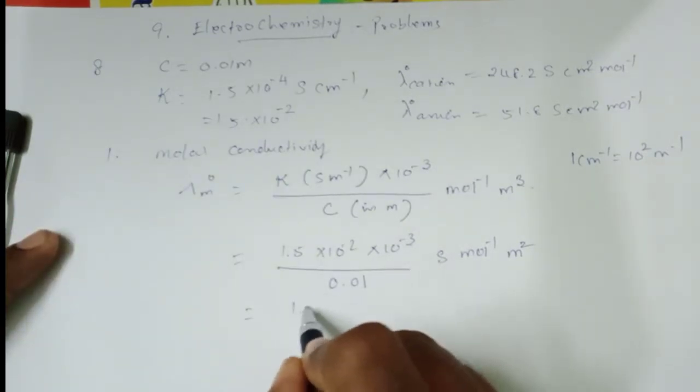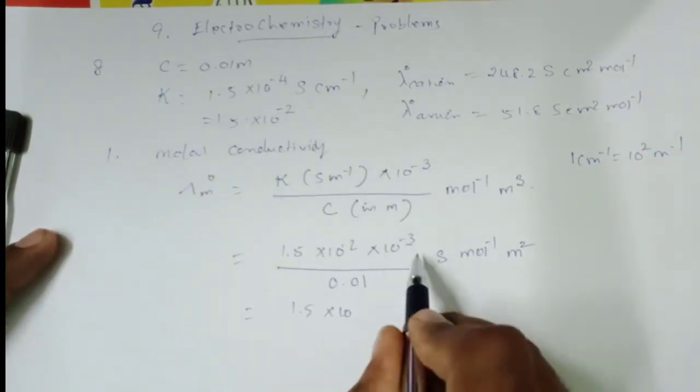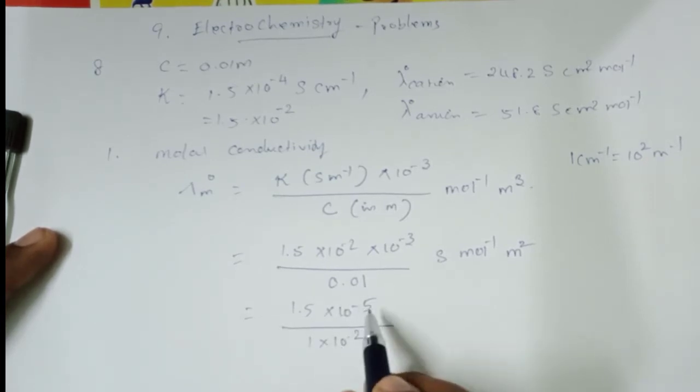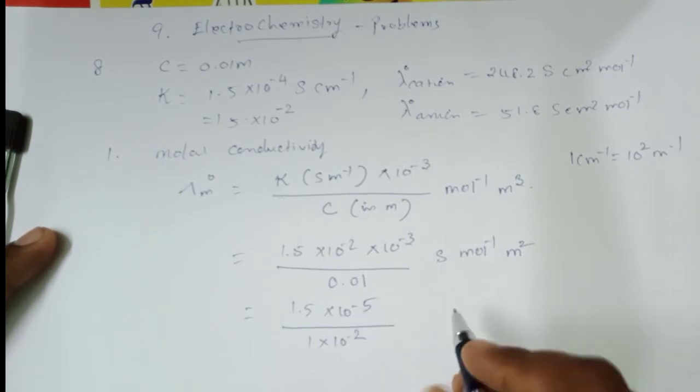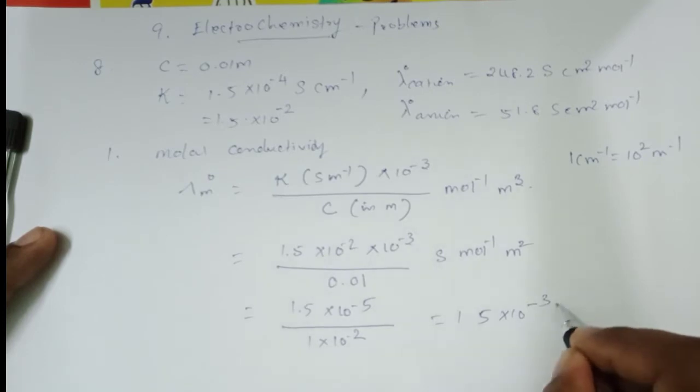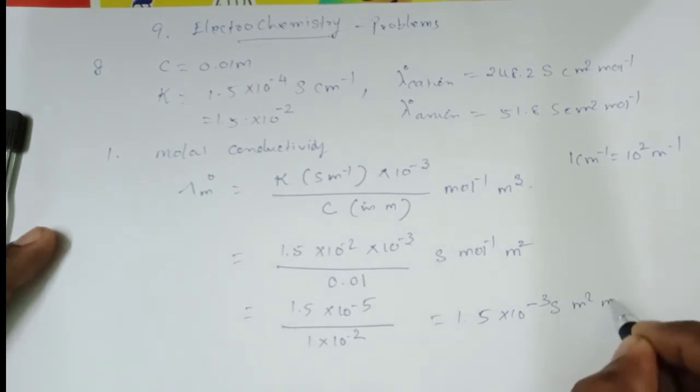1.5 into 10 to the power of minus 2 and minus 3 becomes minus 5, divided by 0.01, which you can write as 1 into 10 to the power of minus 2. When it comes to the numerator, plus 2, so minus 5 plus 2 gives 10 power minus 3. So the answer is 1.5 into 10 to the power of minus 3 Siemens meter square mole inverse.